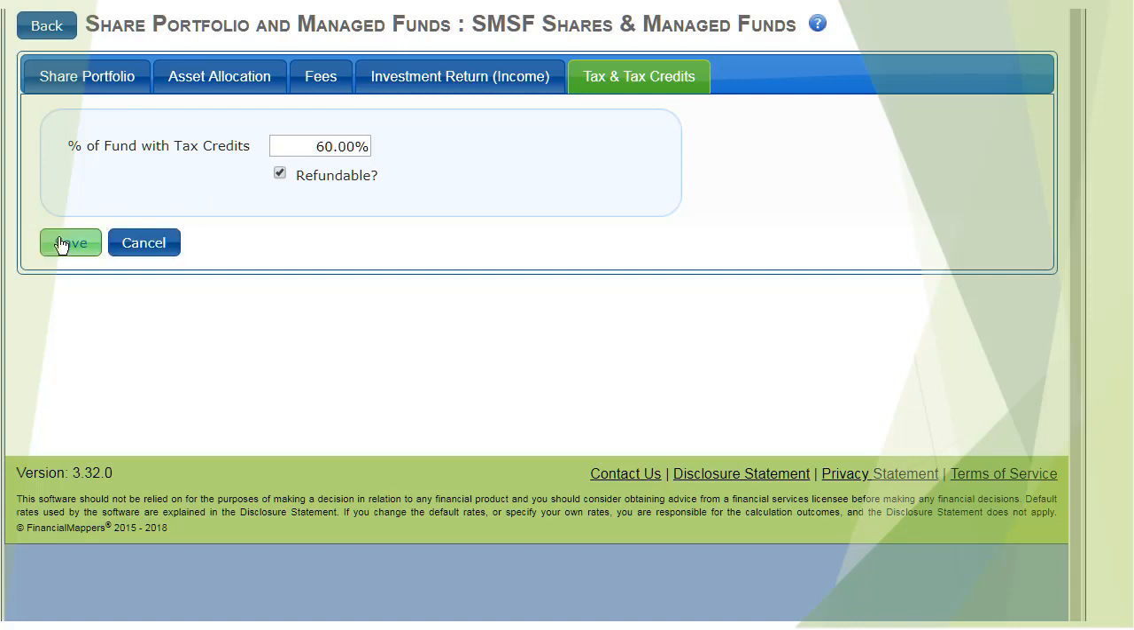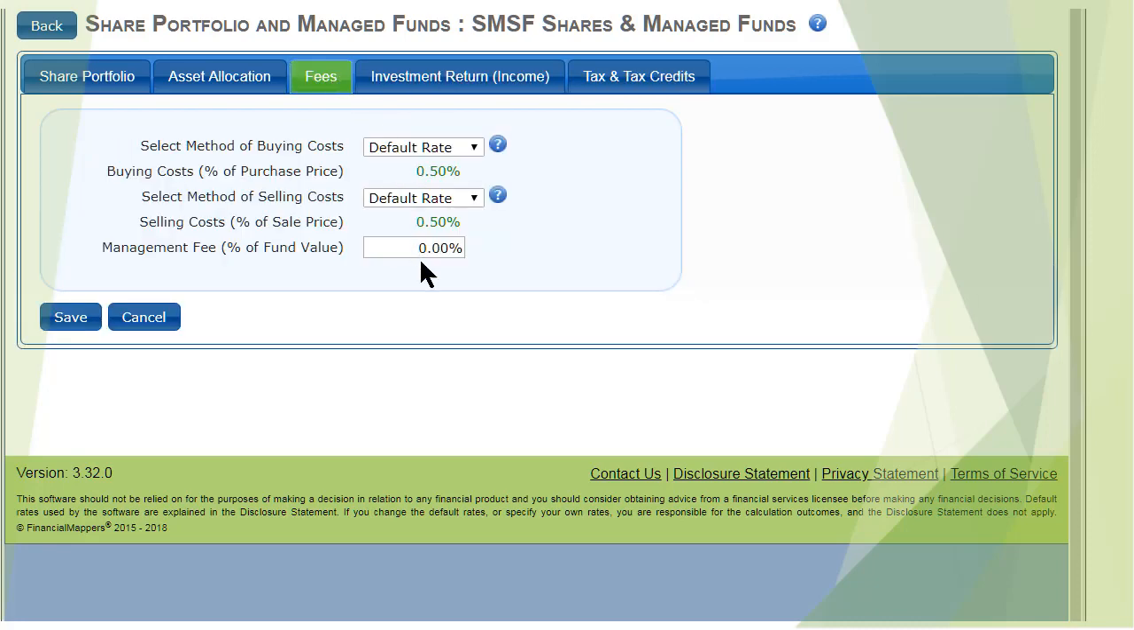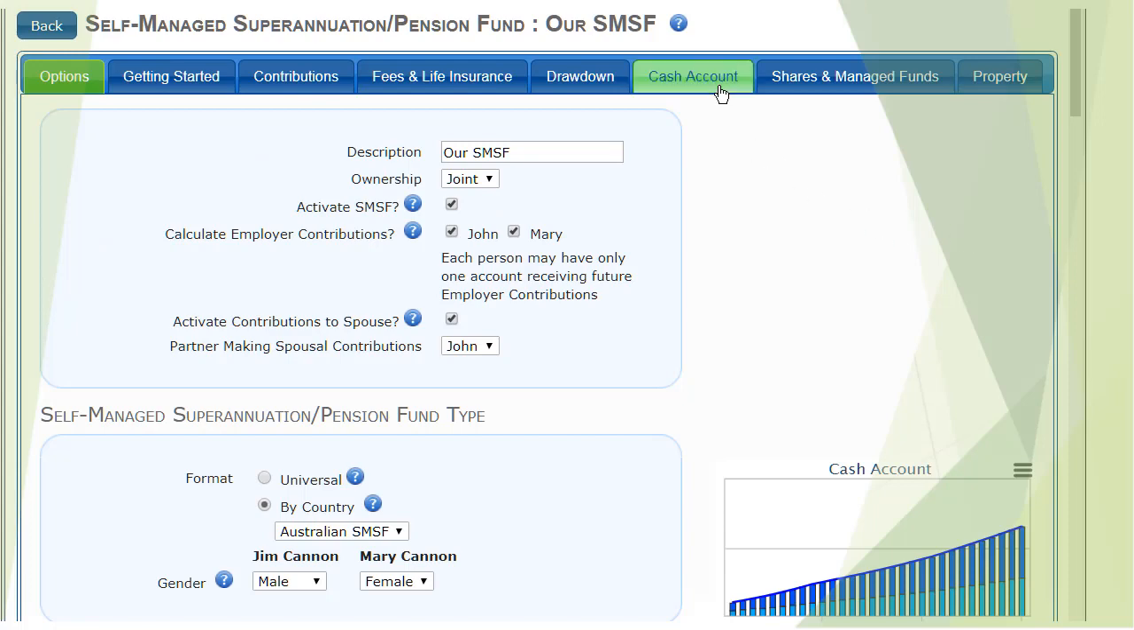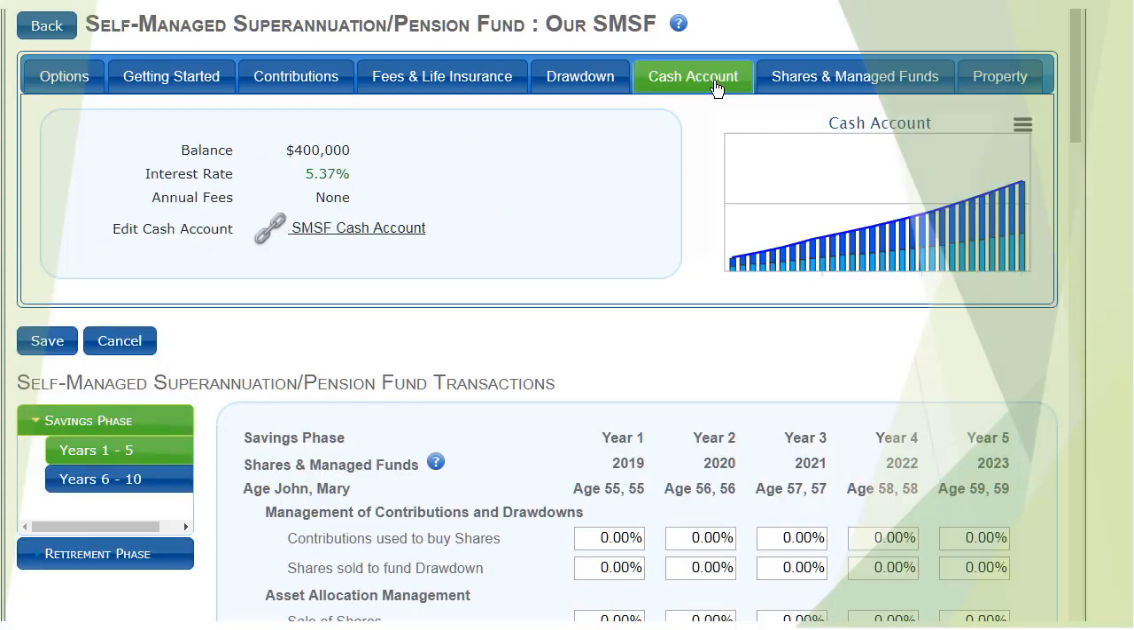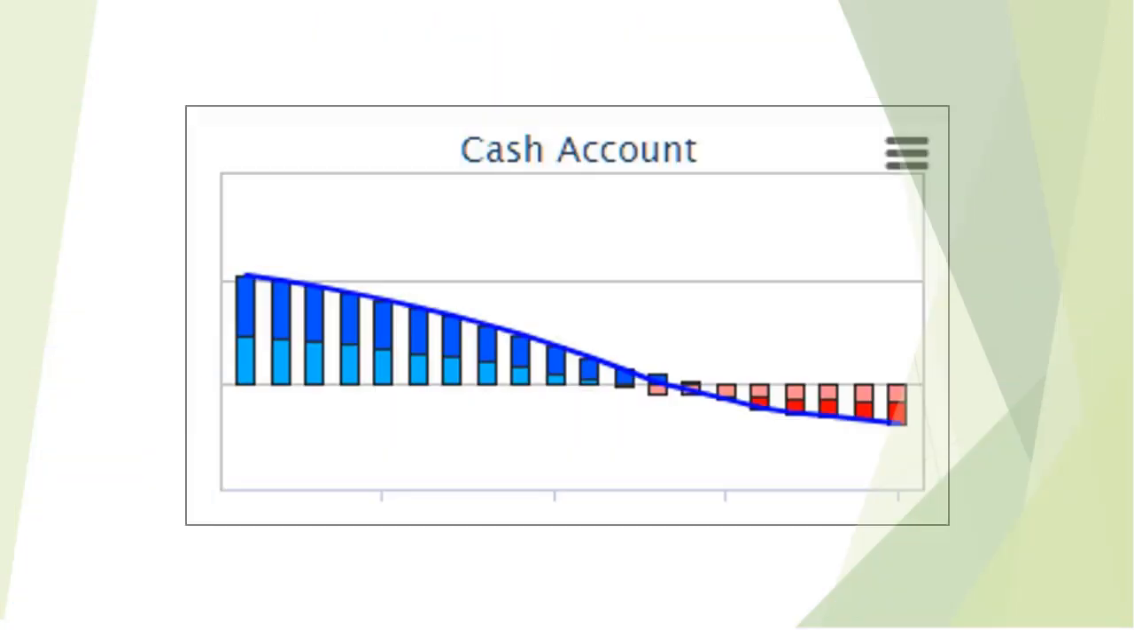All the dividends are reinvested and imputation credits can be assigned to the fund. If appropriate, management fees can be included. Likewise, the information in the cash account can be changed if required.